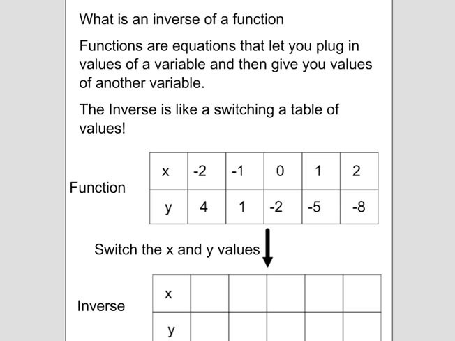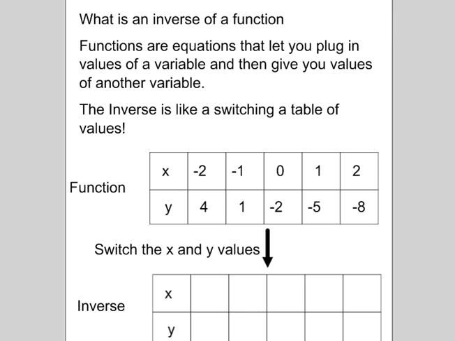So what is an inverse of a function? Functions are equations that let you plug in values of a variable, and then they give you values of another variable, just like all the x and y equations that we've been using this whole year. The inverse is like switching a table of values. So if you were given a table of values like the function here, if you wanted to do the inverse of this function, all you'd have to do is just switch.